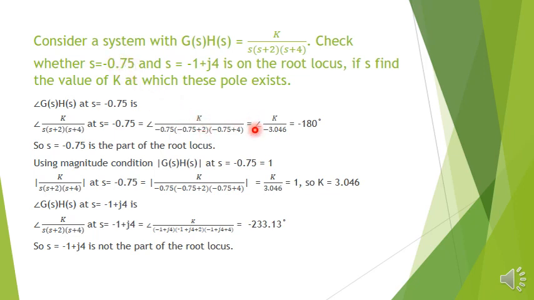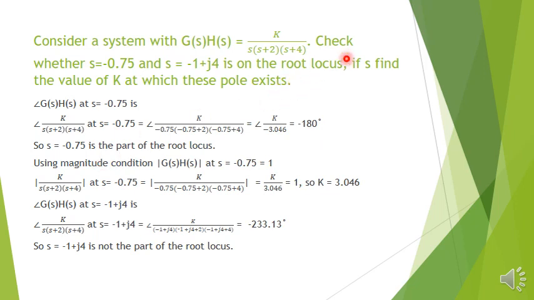So I will get angle of k by minus 3.01046. So what happens to the angle of this? This is the negative constant. So negative real value, that means angle is 180 degree. So since the angle is 180 degree, which is an odd multiple of 180 degree, s equal to minus 0.75 is a part of the root locus.